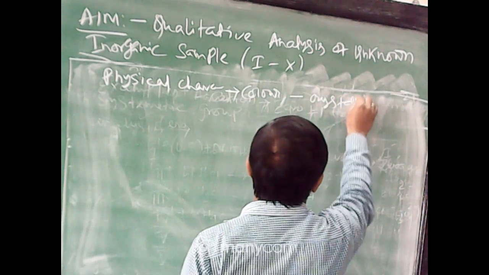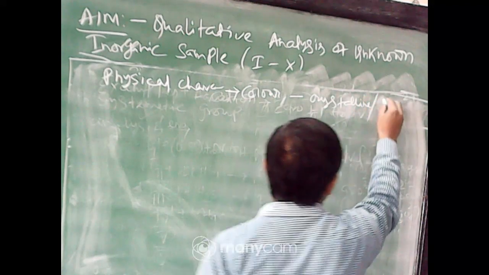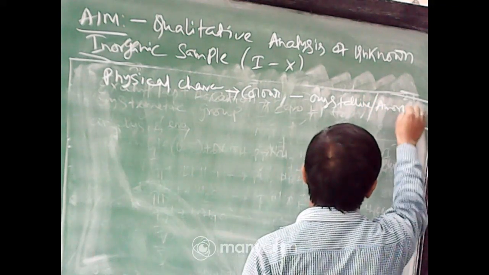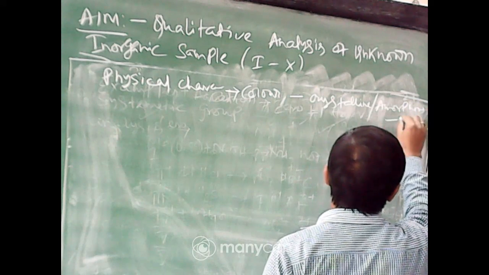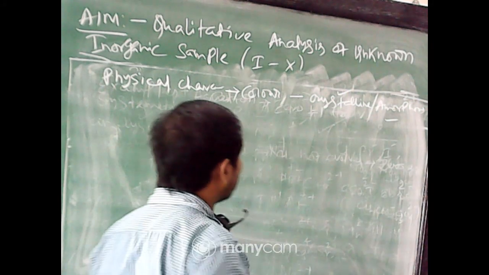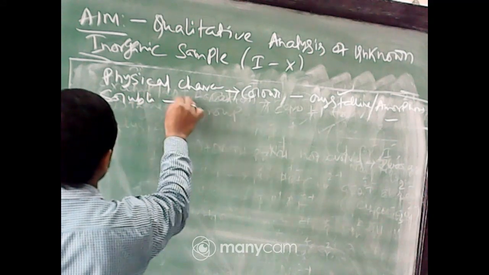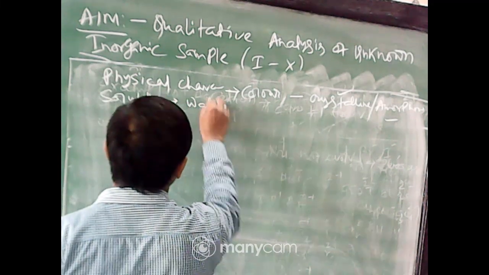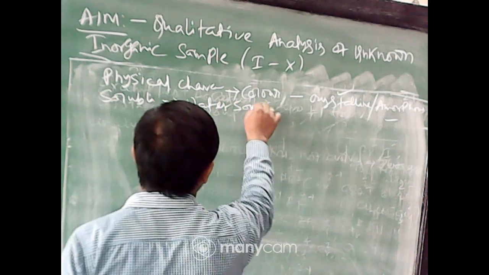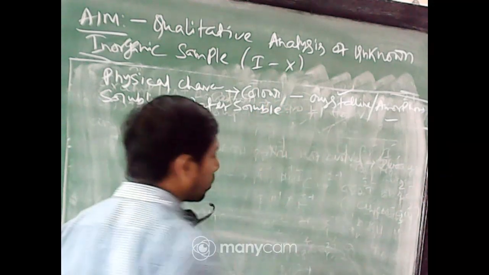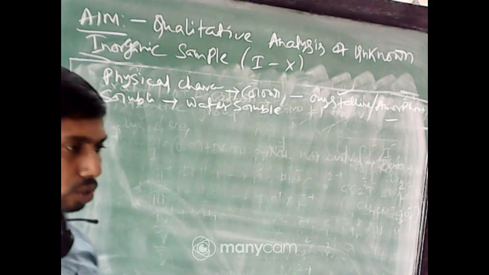Obviously it will be crystalline or amorphous. Obviously, you will write crystalline. Next is solubility. All the samples will be water soluble.